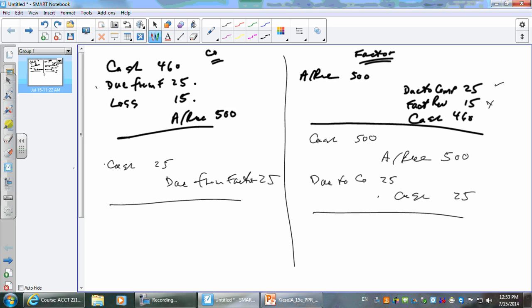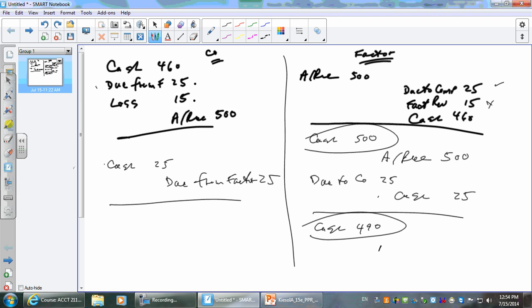Let's change the scenario a little bit. Instead of collecting the entire 500, let's have them collect 490. So this time it's going to be collect cash of 490, and they give up. What would they do? That's all they think they're ever going to get.